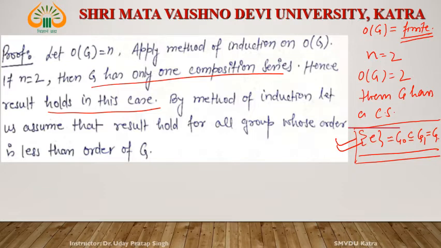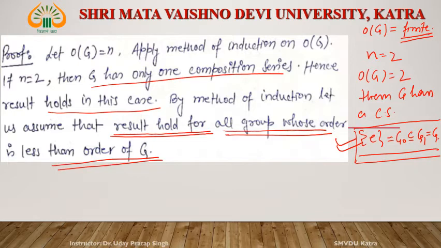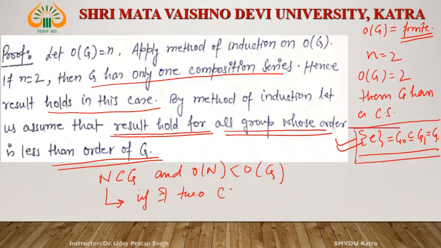No problem. Now, by the method of induction, we can assume that the result holds, meaning the result is true for all groups whose order is less than the order of G. Suppose N is a subgroup of G with order of N less than order of G. If there exist two composition series of N, then they are equivalent.